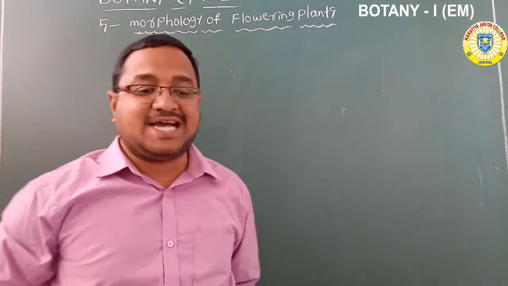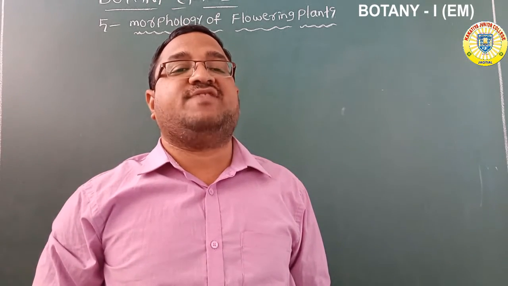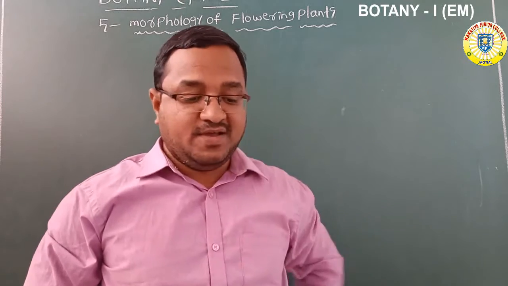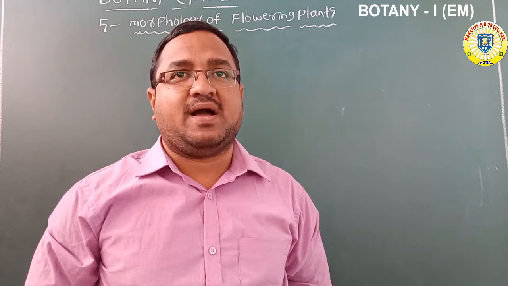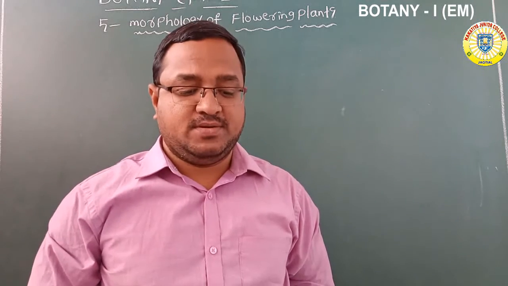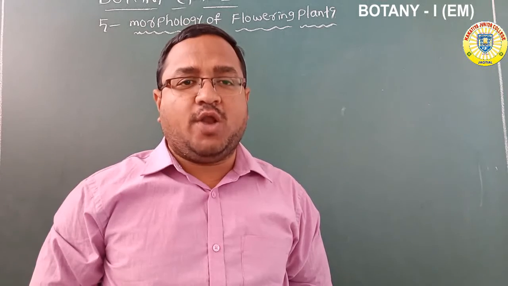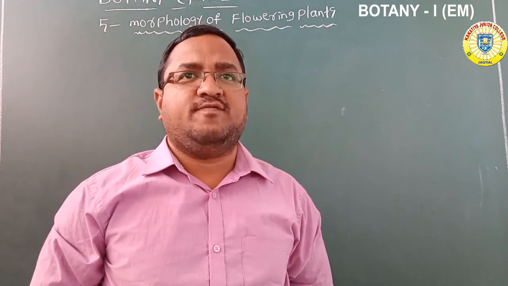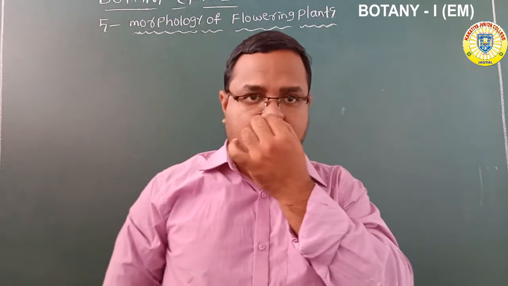In the last class, we discussed the parts of a flower, especially the calyx, corolla, androecium, and estivation: valvate, imbricate, vexillary, and twisted estivation. These are all we discussed in yesterday's class.